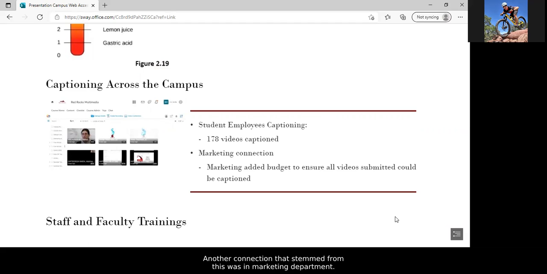Another connection that stemmed from this was in the marketing department. Marketing added budget to ensure that all videos submitted to marketing could be captioned, either in-house or sent to third-party companies such as Rev.